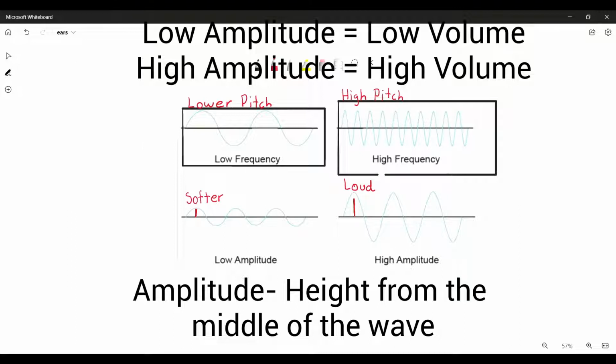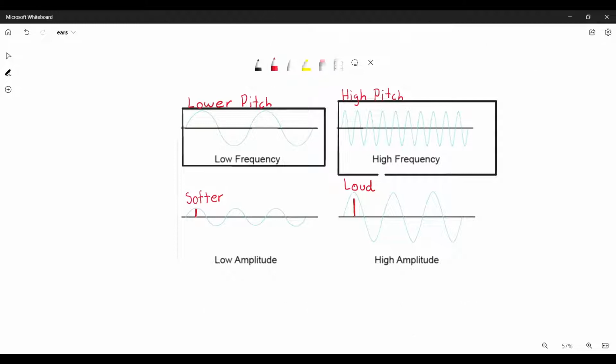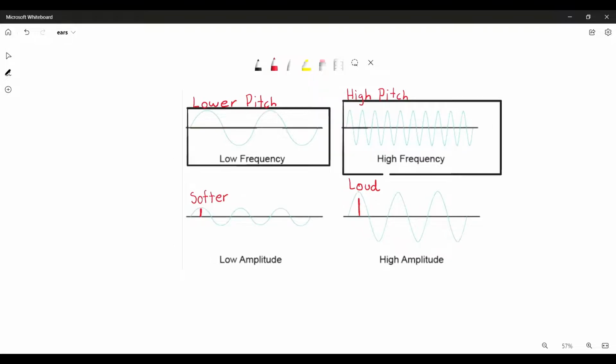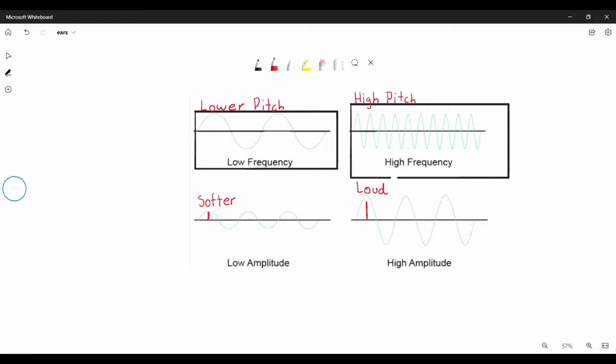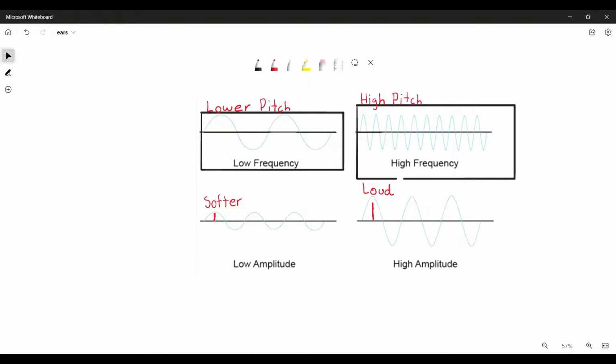So that's the basic physics of how sound works and how it gets to your ear. Now let's take a look at how that sound travels through your ear and how it's processed in your ear so it can be interpreted by your brain, and then you can actually hear something and store it in your memory if needed. So let's take a look at the anatomy of your ears.